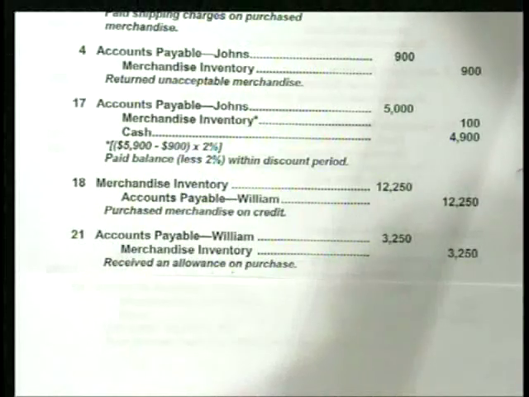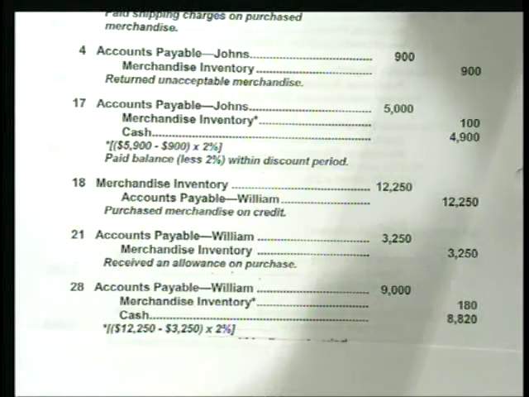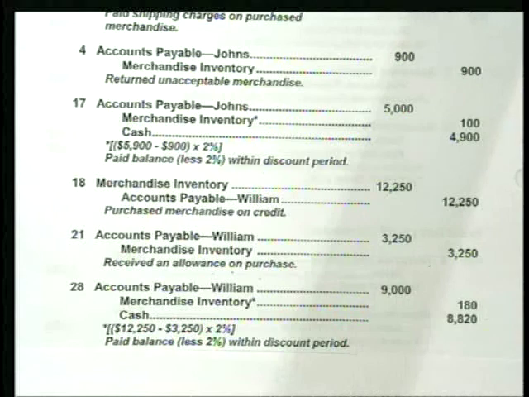Okay, how much do we owe Williams? $9,000. Do we have to pay it? We don't have to pay the full amount. We only have to pay 98% of that, which is $8,820. The rest of the accounts are as follows. We've done that several times. Now, what if we didn't pay within the discount period? Well, then we would just debit AP for $9,000. We'd credit cash for $9,000, right? But we did pay within the discount period. Okay, cool.